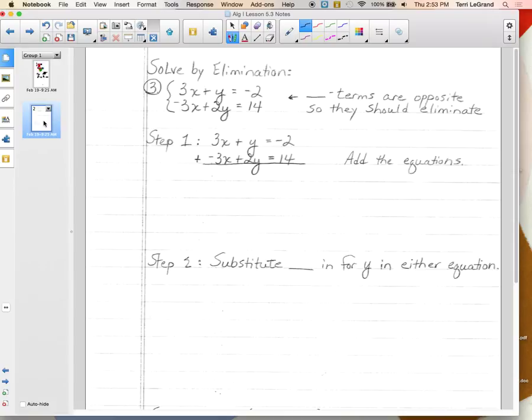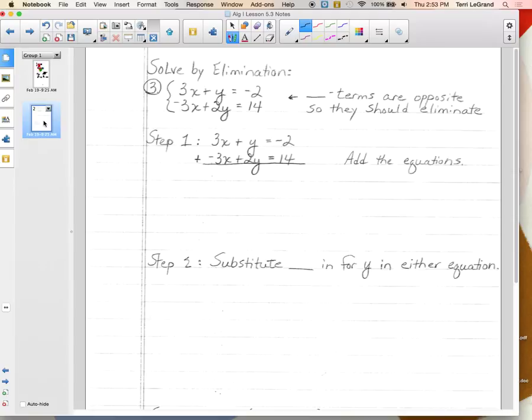Okay, how about substitution? What do we look for in substitution? Right away we look and say, if one of the equations is set equal to x or y, then this is a good system to solve by substitution. Is that the case here? No. Neither of them has x or y by themselves. If we weren't going to learn this method, we would probably take the first equation and solve it for y, and we would use the substitution method.